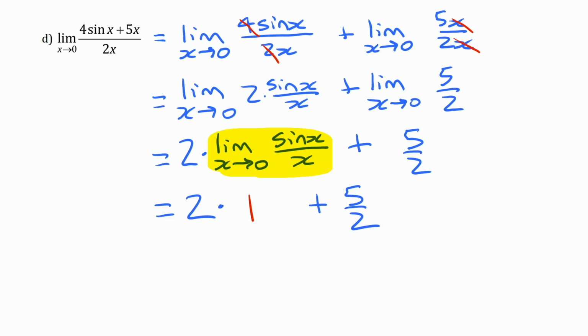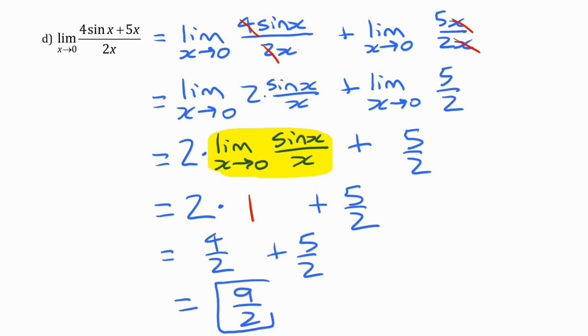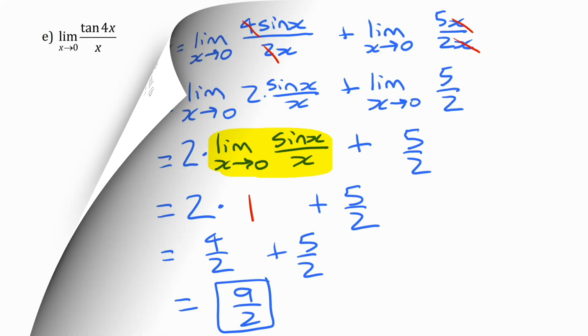But I'm going to put a step in here where I write this 2 as 4 over 2, plus my 5 over 2, which gives me 9 over 2. And that's the limit of that original function at x equals 0.